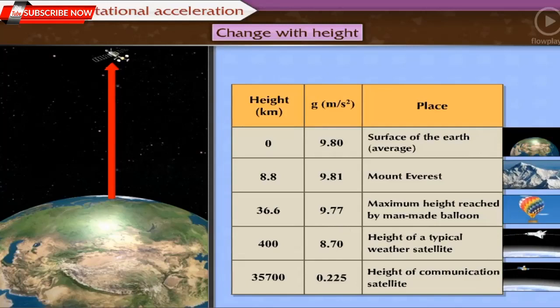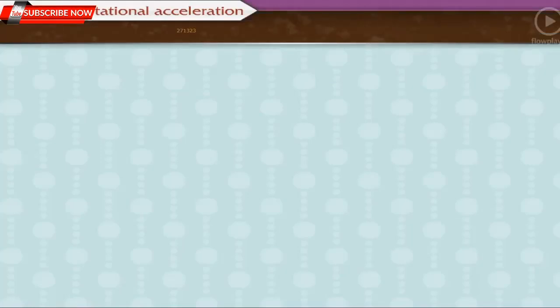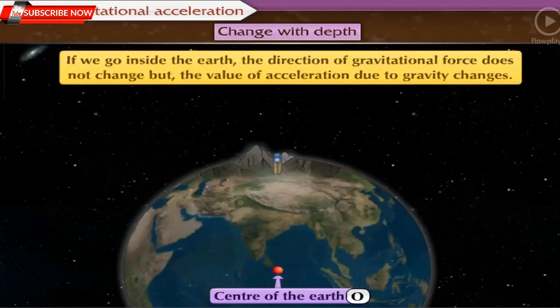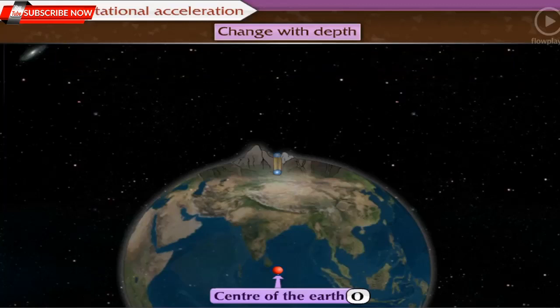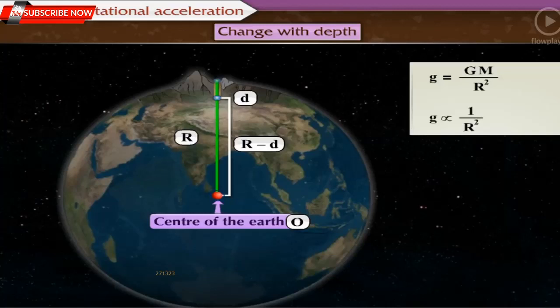Come, let us now study the variation in value of g with change with depth. 3. Change with depth. If we go inside the Earth, the direction of gravitational force does not change, but the value of acceleration due to gravity changes. While going inside the Earth, the value of distance from the center of the Earth, that is r, changes. As per the formula, if the value of r decreases, then the value of g should increase. But this is not so.